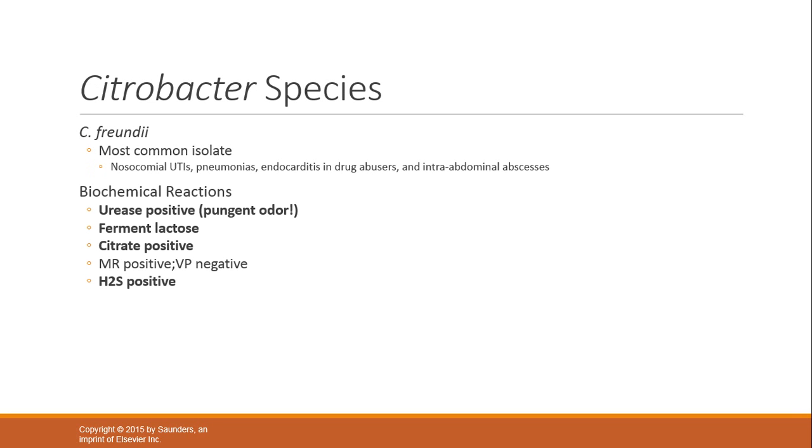Okay, Citrobacter. Citrobacter freundii is the most common isolate. Let's see, biochemical reactions. It's urease positive, very stinky. Ferments lactose. It's citrate positive, and that's easy to remember because Citrobacter, right? Citrate, Citrobacter. It's MR positive, and it's H2S positive. This guy is the only lactose fermenter that is H2S positive. So if I see those two reactions together, I know it's a Citrobacter.